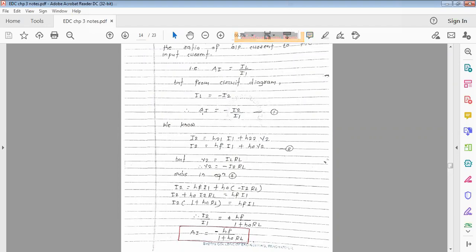See here, what is the AI equation? Minus I2 upon I1. So we have to put that minus sign over here.